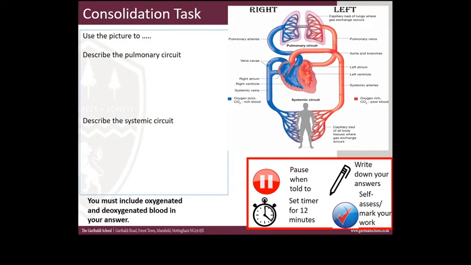Set your timer for 12 minutes. Write down your answers. Then you are going to self-assess. You need to do this in a different color. If you don't self-assess, I don't know if you've actually reflected on the work. If you want to improve your work, and you should always want to improve your work. So pause, timer 12 minutes, write down your answers on the sheet in the team's assignment area.